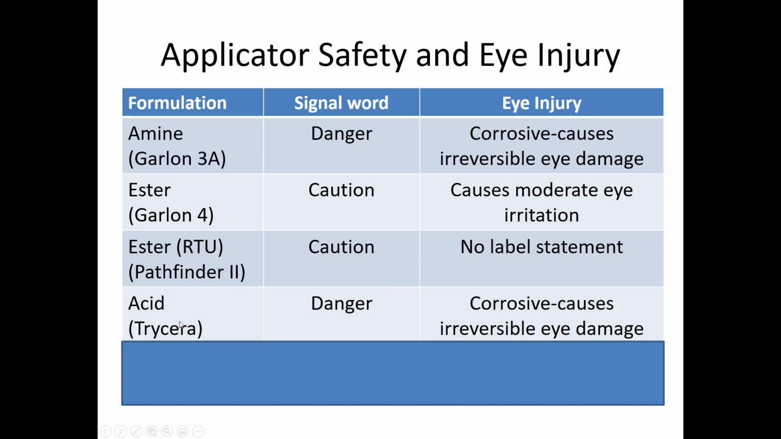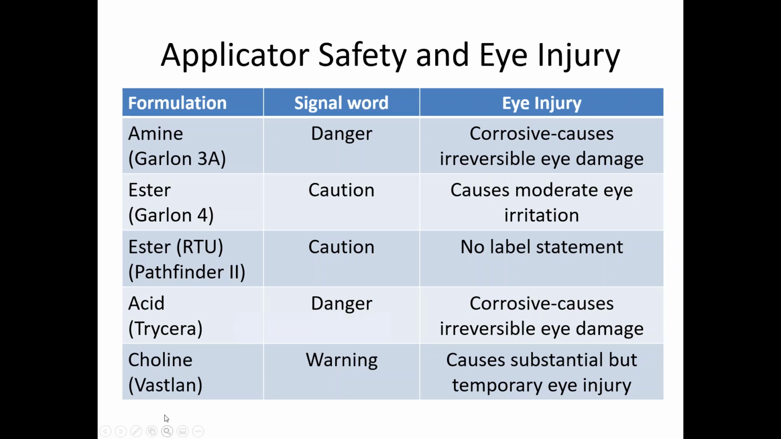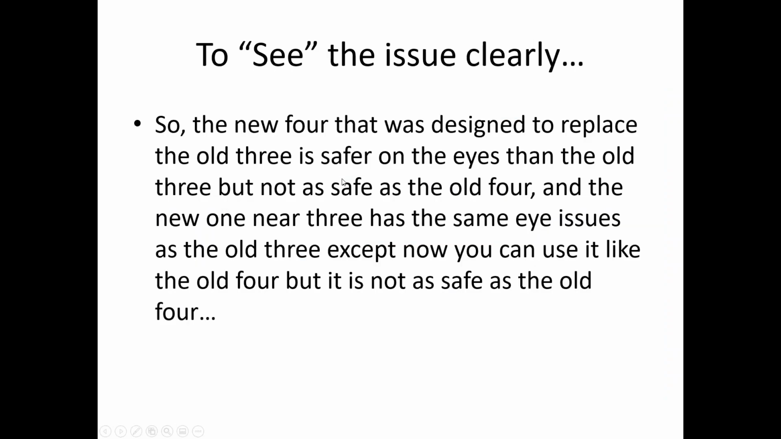The acid formulation, so this is one of your newer ones coming in, has the danger signal word, corrosive, causing irreversible eye damage. Very important, because this is going to come into play when we start talking about different application methodologies. And finally, the Vaslan, or the Choline formulation, has a warning signal word that can cause substantial but temporary eye injury. So you can see some changes here in the new ones. We got another danger signal word, and we have a warning signal word, where we had a danger and a caution with our early formulations.